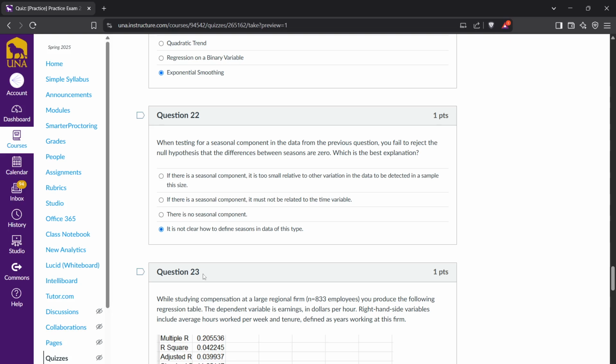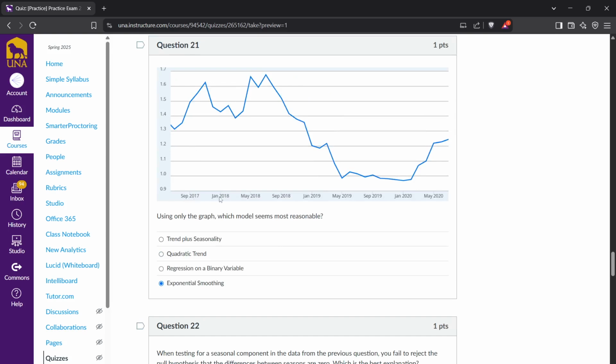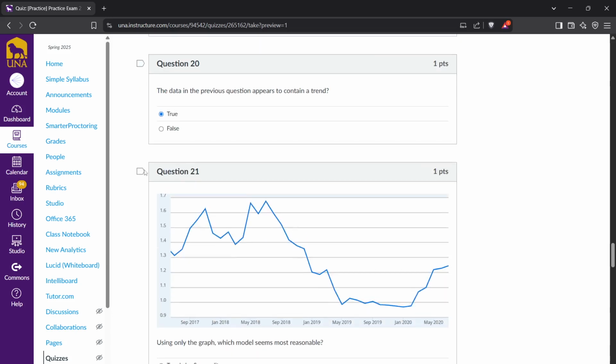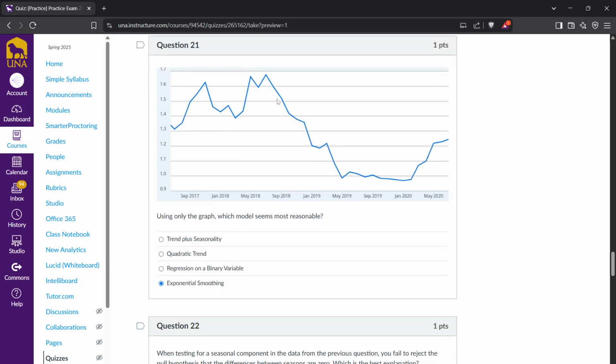And it is not clear how to define seasons in data of this type. I seriously doubt that. I've got dates, right? It looks like September, January, May. I've got years. So this looks like monthly data, to be honest. This seems like evenly spaced. I'm thinking, it doesn't tell us, but boy, this looks like monthly data to me.